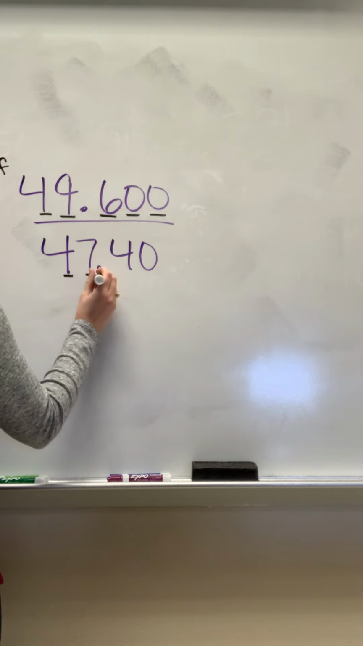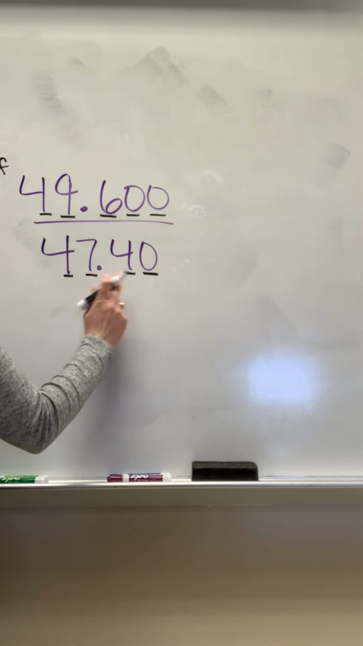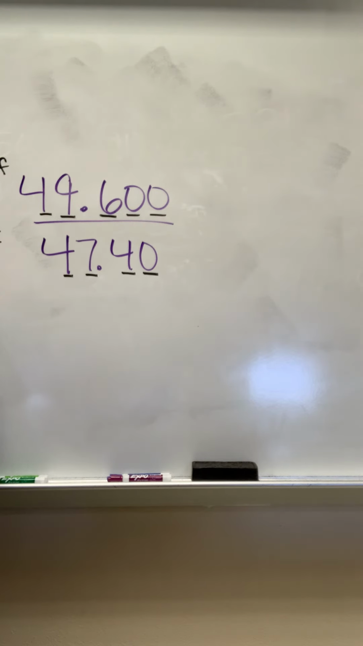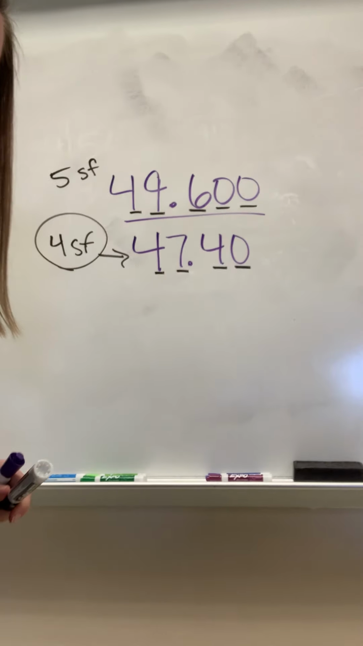This one has the 4, the 7, and the 4, and also the ending 0, and there's a decimal, so they all count. This one has 4 sig figs. So because this one has fewer sig figs, your answer can only have 4 sig figs, because this one only has 4 sig figs.